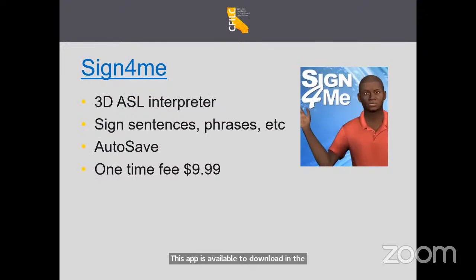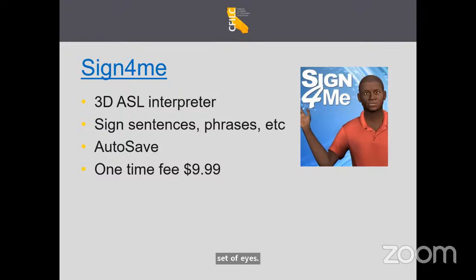Sign4Me is an ASL app designed to teach users how to translate sign language. On this slide, we have the app icon for the Sign4Me app. The app provides very cool 3D instructions by a virtual avatar with the ability to sign over 13,000 words. You can type sentences, phrases, single words, and if you're new to ASL, you can even learn the alphabet.